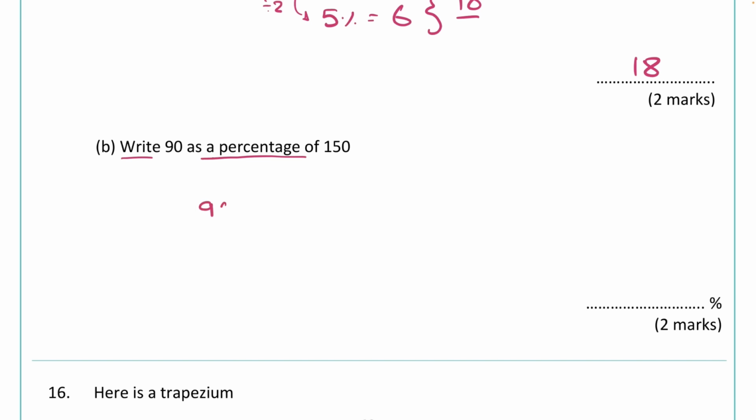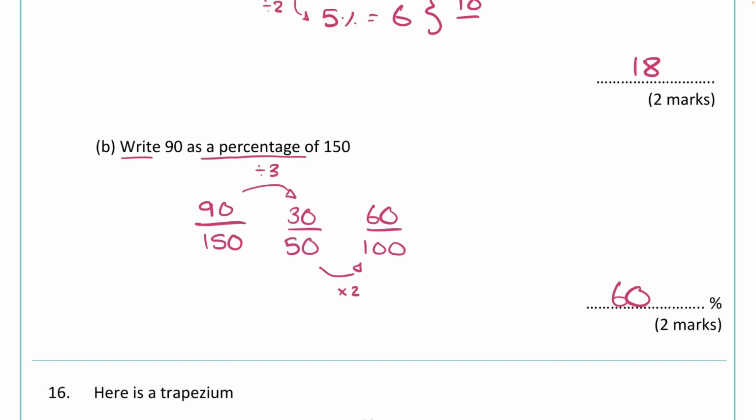So this is 90 out of 150. Now we want that denominator to be out of 100 or out of 10, either is fine. But if we first have a look to see how this can simplify, we can divide them both by 3, and that will give us 30 out of 50. And that's going to be a nice one, because we can now make that out of 100 by multiplying by 2. So 30 becomes 60, and that would be 60%.